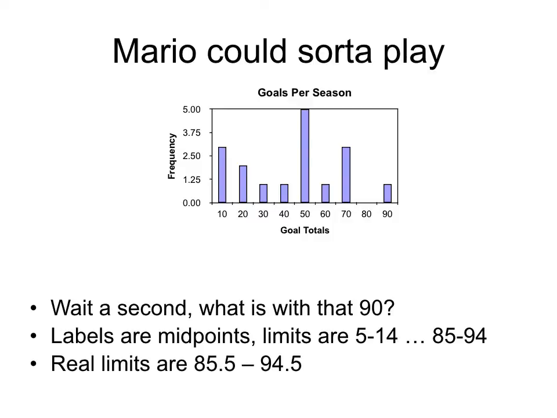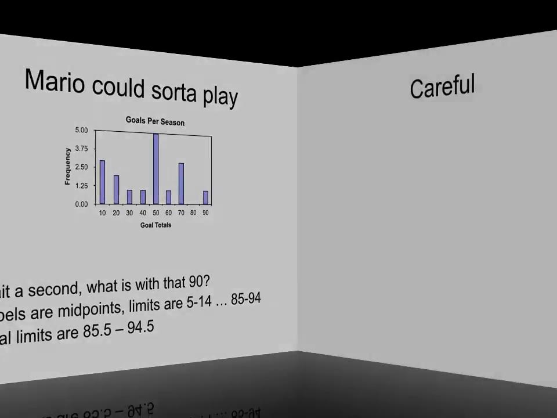So the real limits, as I said, 85.5, 94.5. That tells us something. It tells us he had a lot of years. 50 is the benchmark, as I said. If you don't know much about hockey, 50 goals is the big thing. A lot of seasons like that.